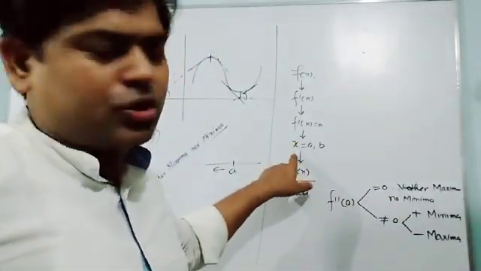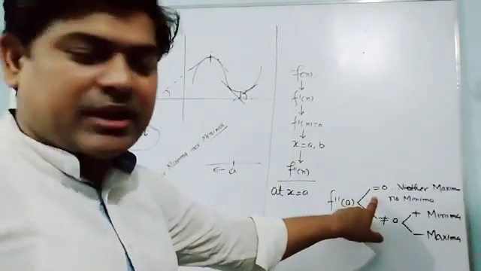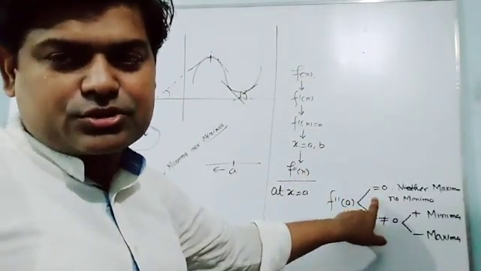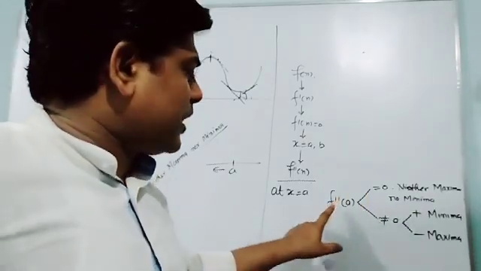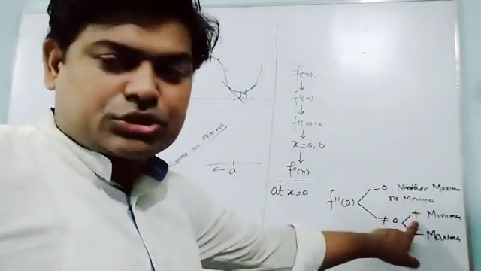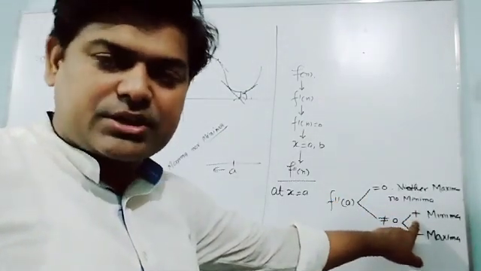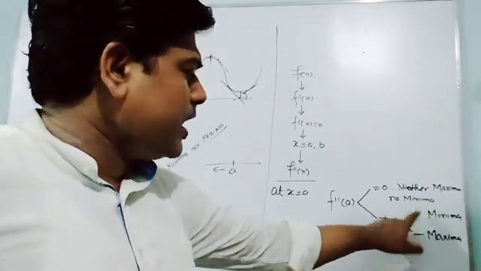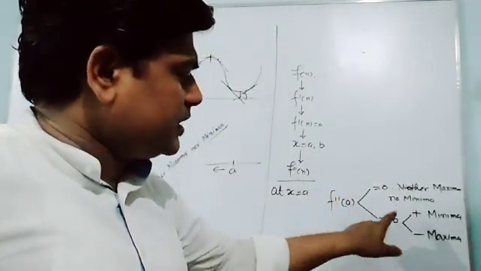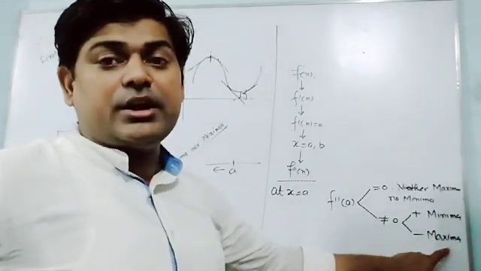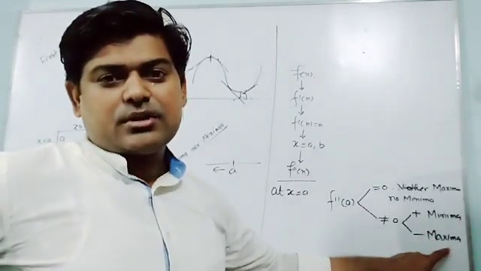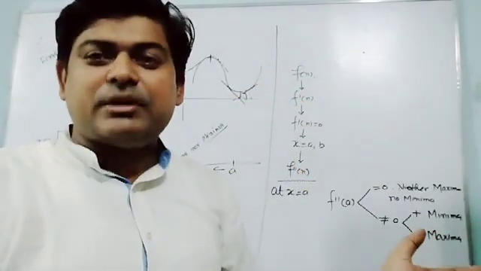Same thing with b also. Suppose I am talking about b. If f double dash b is equal to 0, neither maxima nor minima. If f double dash b is positive, at x is equal to b it is minima. And if f double dash b is negative, I can say it is maxima. That is a simple test.